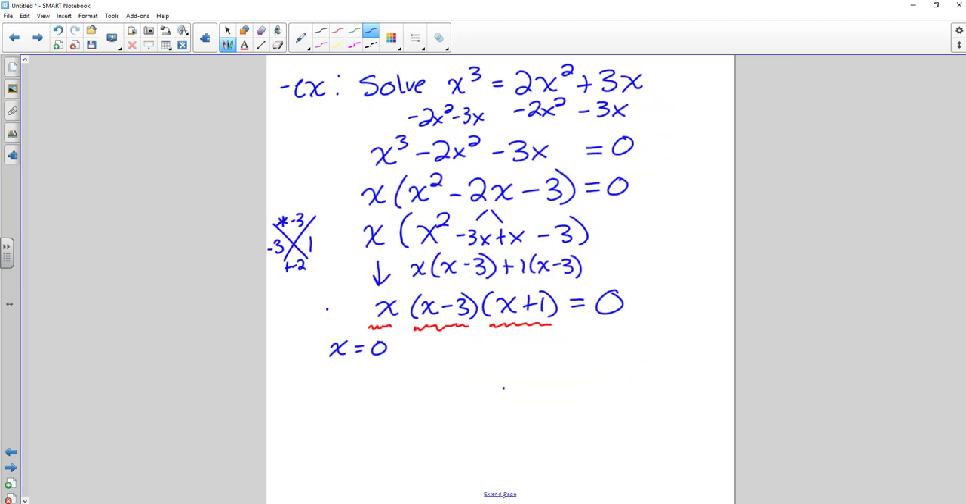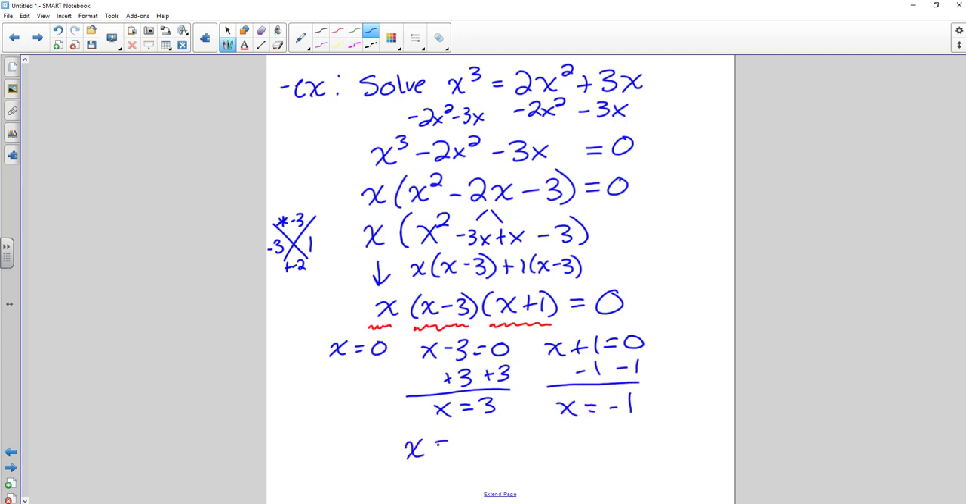So x equals 0, x minus 3 equals 0, and x plus 1 equals 0. The first one's already solved. The middle one, add the 3 over, so positive 3. And then the last one, subtract 1, x is negative 1. So I get 3 different answers, 0, 3, and negative 1, which means each of those x values, if we plugged them into the original equation, would end up working. They would make both sides of the equation equal. So you could check it out, but they should all work, all 3 answers.